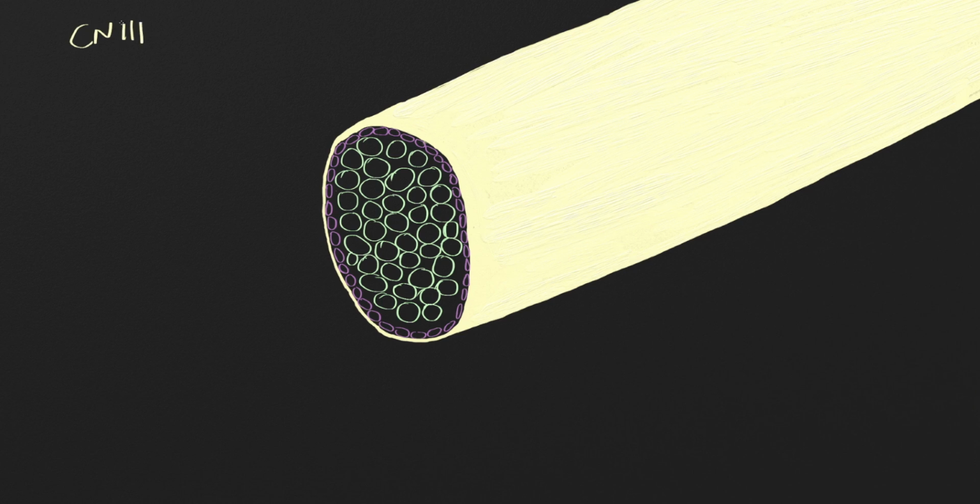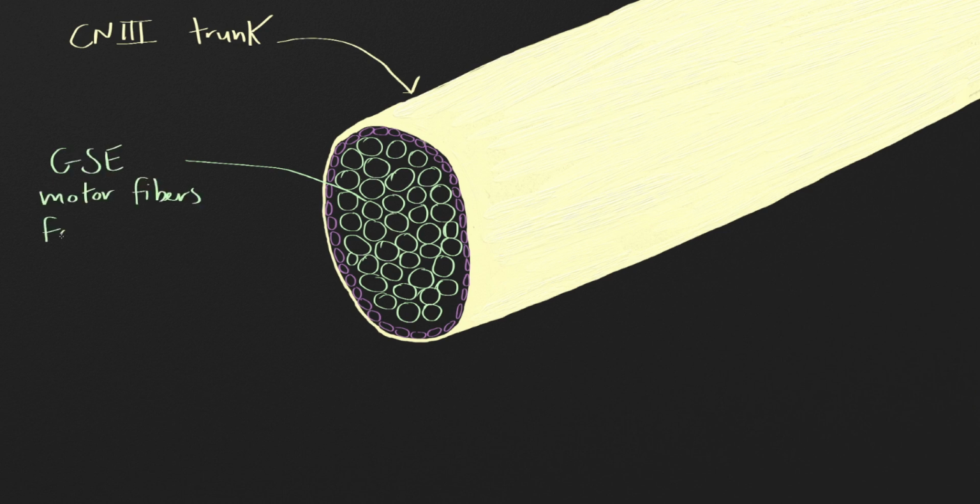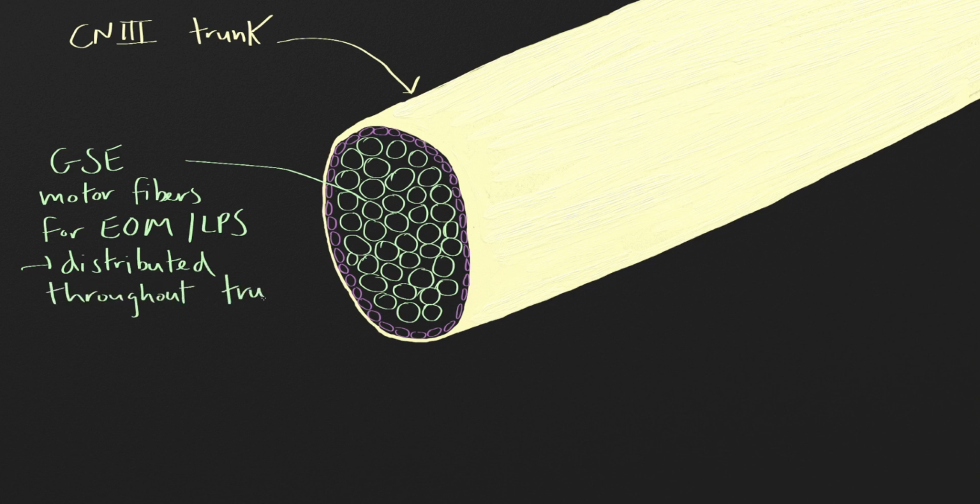So now, without further ado, let's have a look at the nerve structure. So here we have our cranial nerve 3 trunk covered in our nerve sheath. And as you can see from this cross section of cranial nerve 3, there's two different types of fibers within the nerve. And the central ones in green are the general somatic efferent motor fibers. And these are the ones that control the extraocular muscles and the levator palpebrae superioris. And they are distributed throughout the trunk.